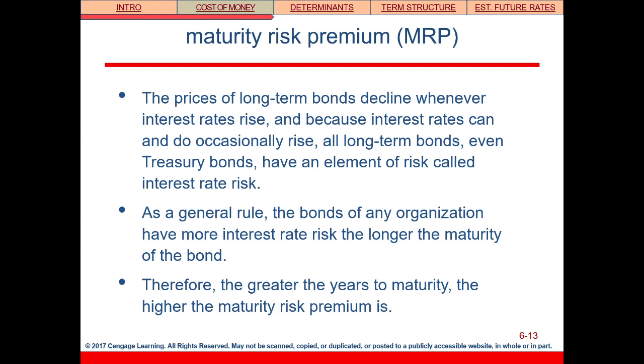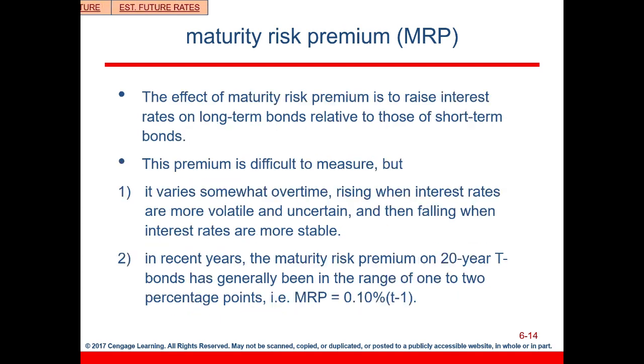What does it mean? It means that if the bond has a long maturity, then it's more likely to be affected by the change of interest rate, right? So in that case, there's a bigger risk that the price of the bond is going to fluctuate with the change in the interest rate, and this brings a risk to the price of the bond, right? So that's maturity risk premium.